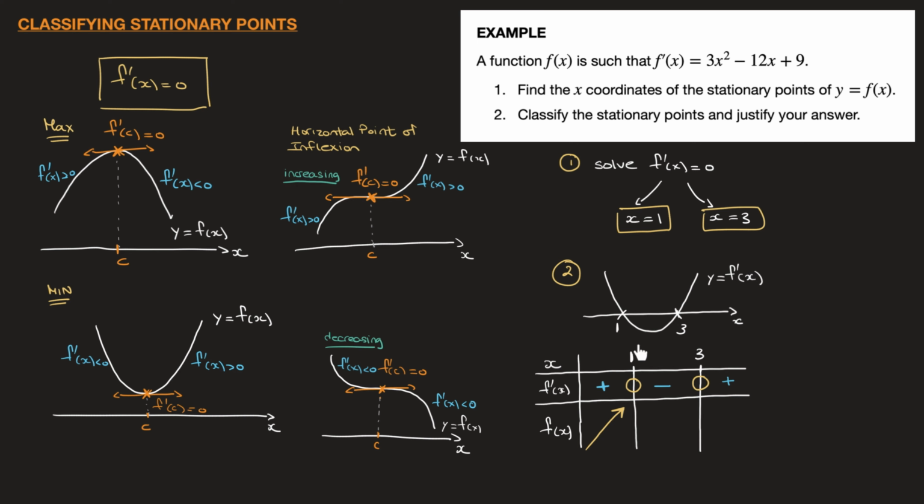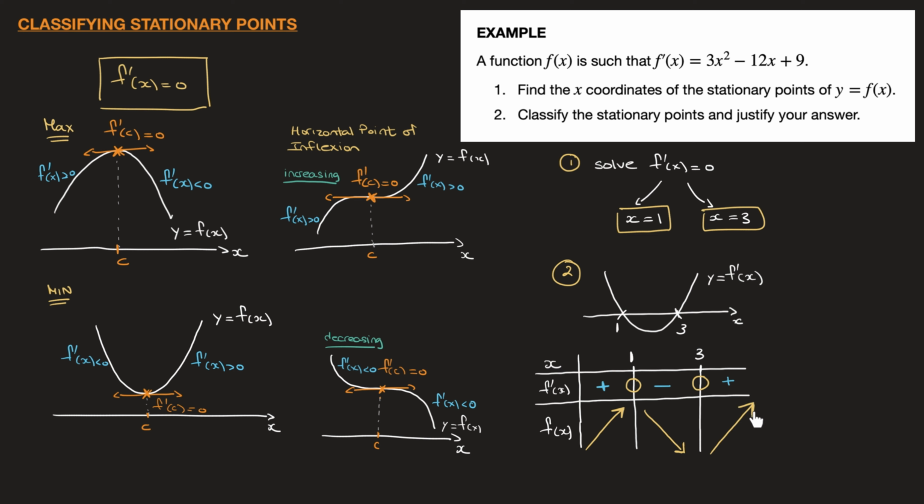Then, for x values between 1 and 3, the derivative function is negative. And if the derivative is negative, that tells us that the function f of x must be decreasing, which again is shown with an arrow, but this time pointing downwards. Finally, for x values greater than 3, we saw that f dash of x is positive, and if f dash of x is positive, then f of x must be increasing. So we draw an arrow pointing upwards like so.